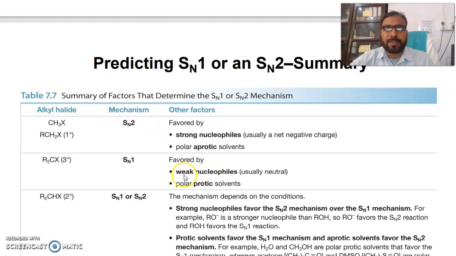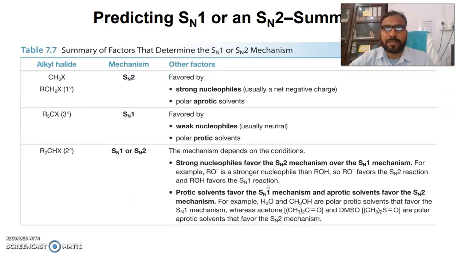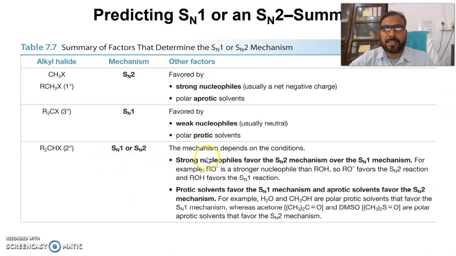So, this is the summary. SN2 is favored by a strong nucleophile, memorize it, a strong nucleophile and polar aprotic solvent. SN1 is favored by weak nucleophile and polar protic solvent. And for SN1 and SN2, there are conditions. Mechanism depends on the conditions.